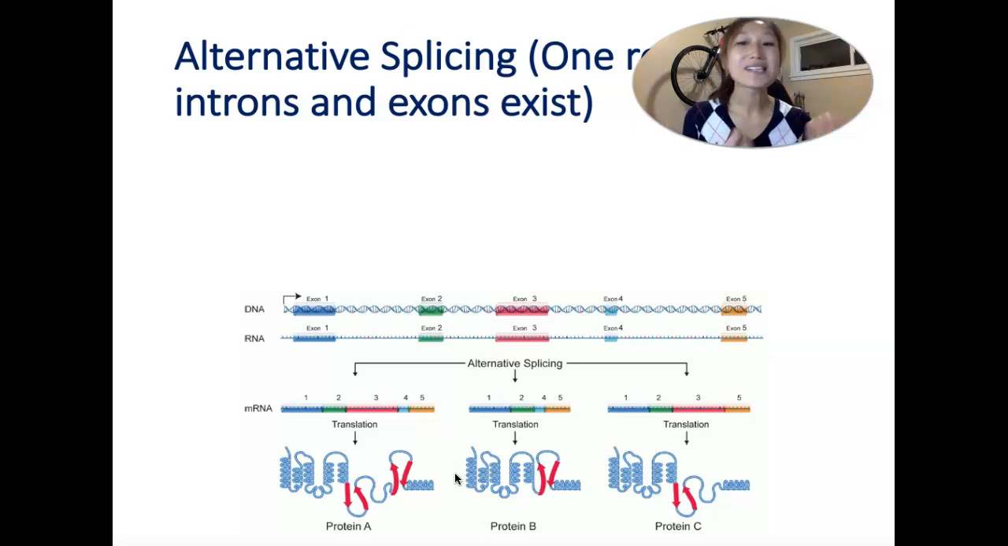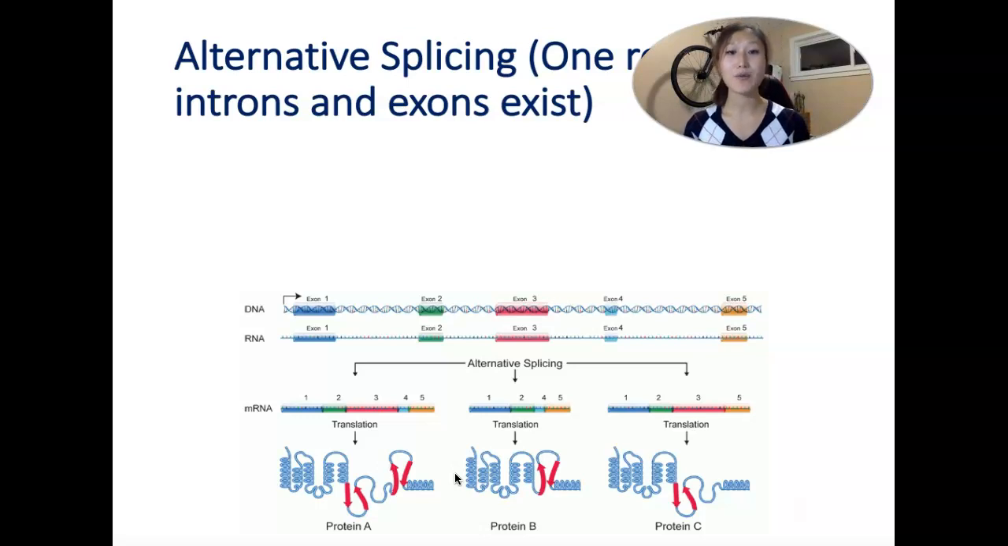But what makes your brain cell different from the cells in your heart and the cells in the lining of your lungs, whatever, right? What makes those cells different? How can that happen if the instruction in the DNA is all the same for all the cells? So here is something called alternative splicing.